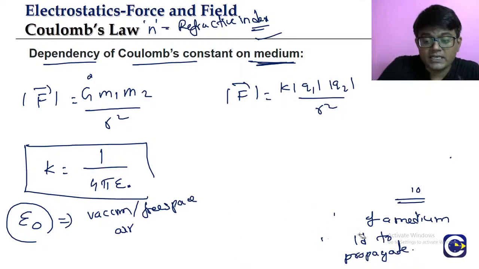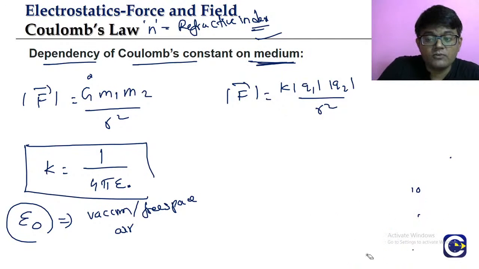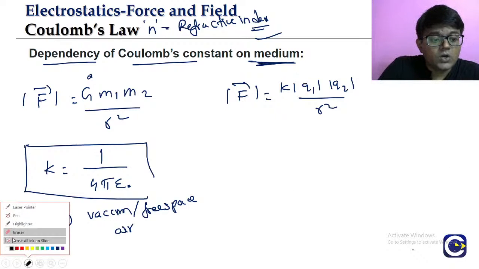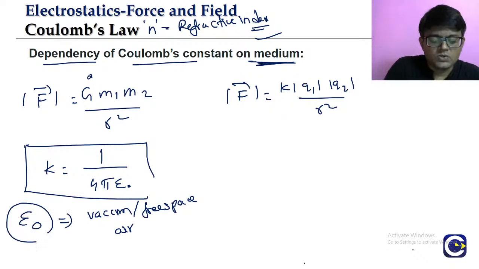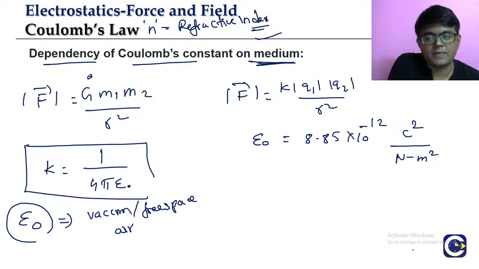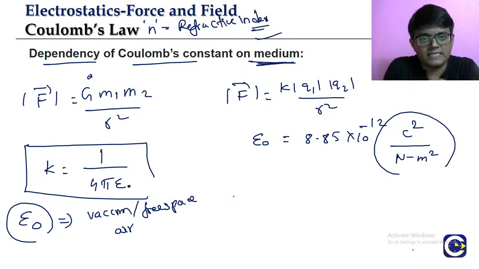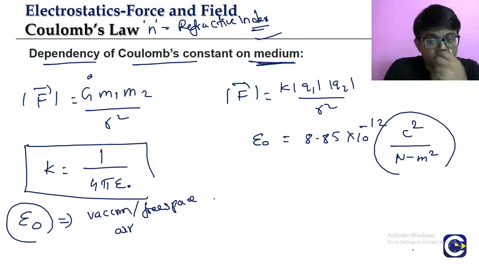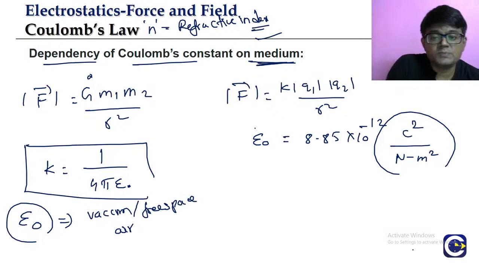And what is the relation? K is equal to 1 by 4 pi epsilon. So the unit of epsilon will be reciprocal to the unit of the Coulomb's constant K. The value of permittivity of vacuum, free space or air is 8.85 into 10 power minus 12 Coulomb square divided by Newton meter square, which is the reciprocal of the SI unit of the Coulomb's constant. So this is epsilon naught.